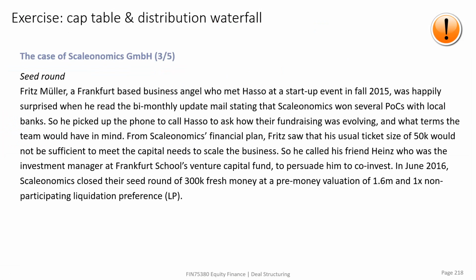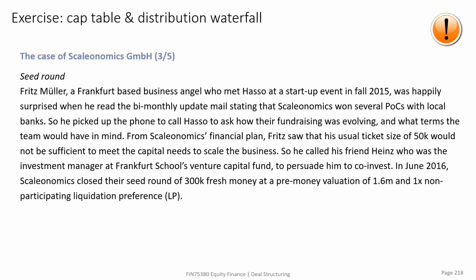Fritz Müller, a Frankfurt-based business angel who met Hasso at a startup event in fall 2015, was happily surprised when he read the bi-monthly update mail stating that Scalenomics won several POCs with local banks. So he picked up the phone to call Hasso and ask about their funding and what terms the team would have in mind. From looking at Scalenomics' financial plan, Fritz saw that his usual ticket size of 50,000 euros would not be sufficient to meet the capital needs to scale the business of Scalenomics.